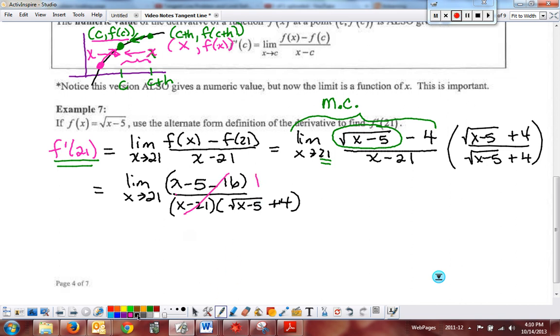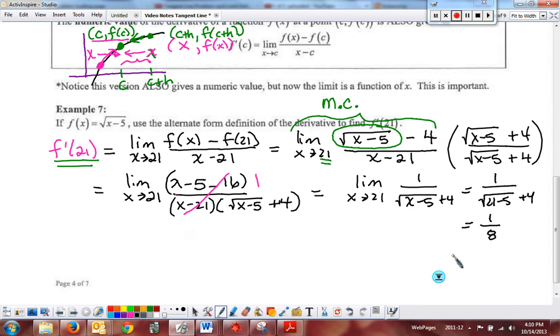We're left with that 1 on the top. And then I plug in my 21. Now this is x now, so x is going to 21. I'm basically taking the limit as x goes to 21 of 1 over square root of x minus 5 plus 4. I have limit written there, so I can't put it in yet, but by direct substitution it is square root of 21 minus 5 plus 4, or square root of 16, 4 plus 4, 1/8, which is the same thing we found earlier.